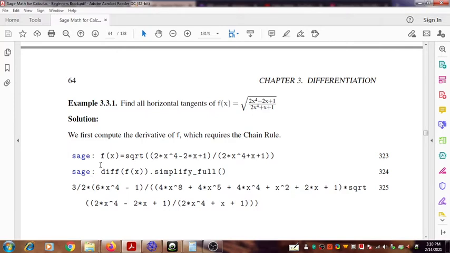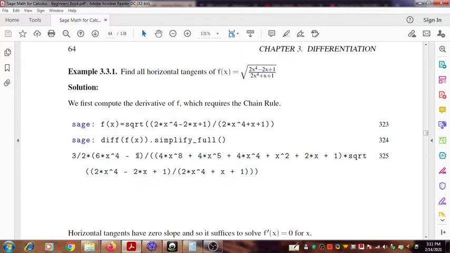But in the first step you have to define the function f(x) equal to square root. To say that we want to find the square root, we use the sqrt function. So f(x) equal to sqrt, then in brackets the numerator part is written, 2x^4 minus 2x plus 1, and then it is divided by 2x^4 plus x plus 1.